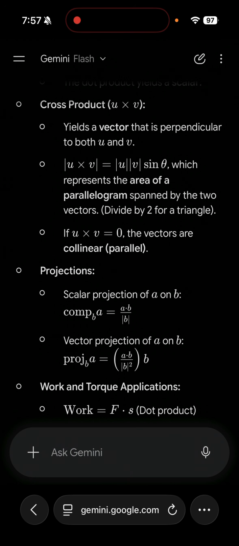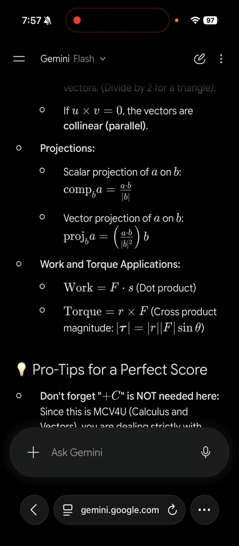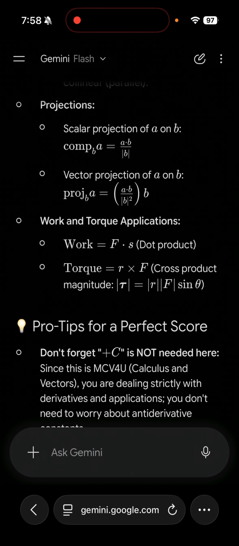If u cross product v equals 0, the vectors are collinear, parallel. Projection: the scalar projection of a on b, comp_b a, equals a dot product b over the magnitude of b. And the vector projection of a on b, proj_b a, equals a dot product b over magnitude of b squared, times the direction b.